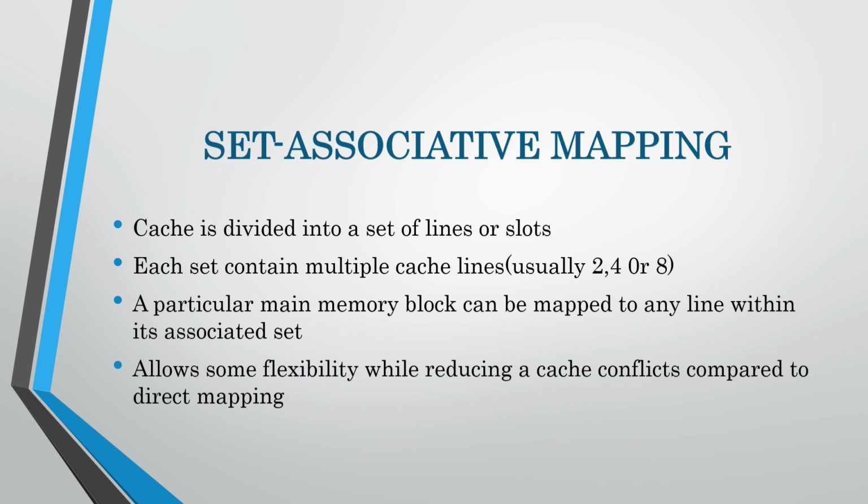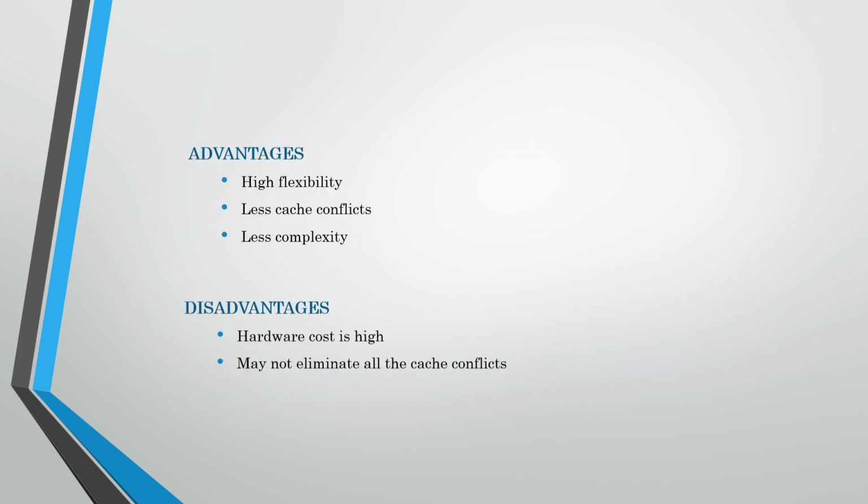Set associative mapping strikes a balance between the complexity and flexibility of associative mapping and the simplicity of direct mapping. These mapping techniques are used in cache memory systems to improve data access speed and efficiency. The choice of mapping procedure depends on the trade-off between hardware complexity, cost, and cache performance requirements in a specific computer architecture.